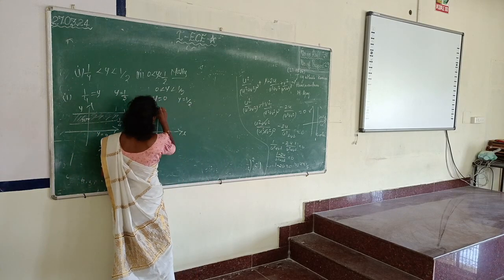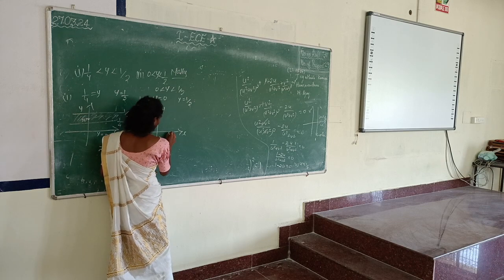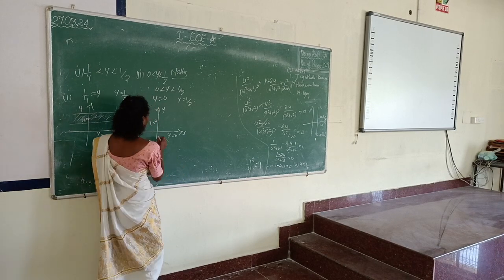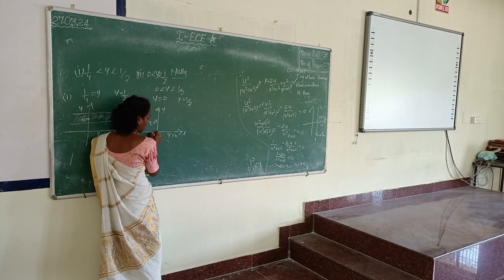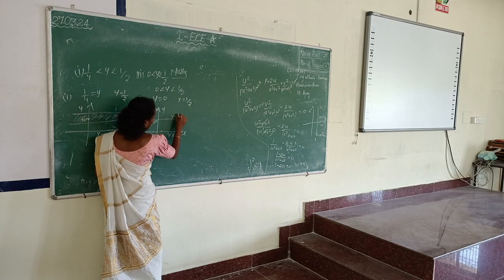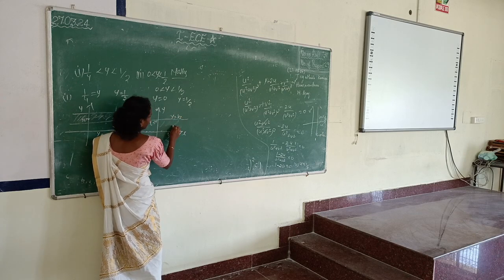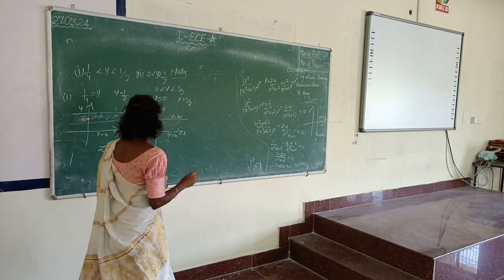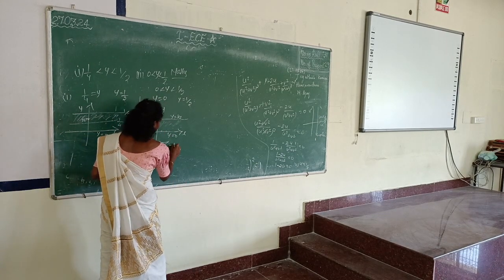X axis, y axis, y = 0 is the x axis line. Then y = 1/2. Our plane lies between 0 and 1/2 over the z plane.